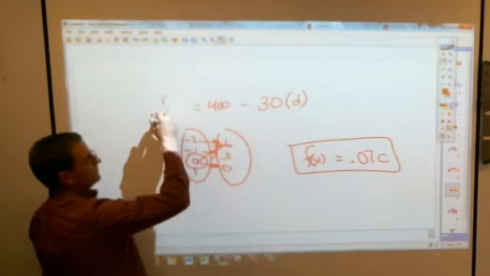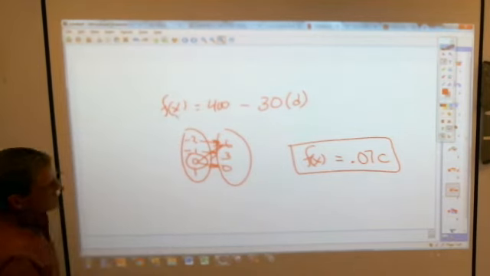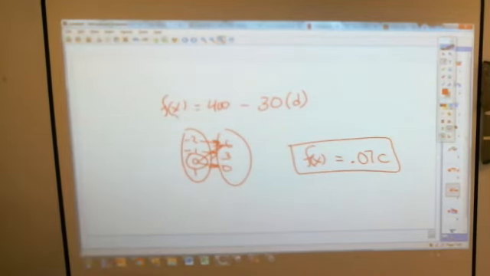To make it in functional notation, you just do this. Function of x equals 400 minus 30 times days. And that is it, ladies and gentlemen.